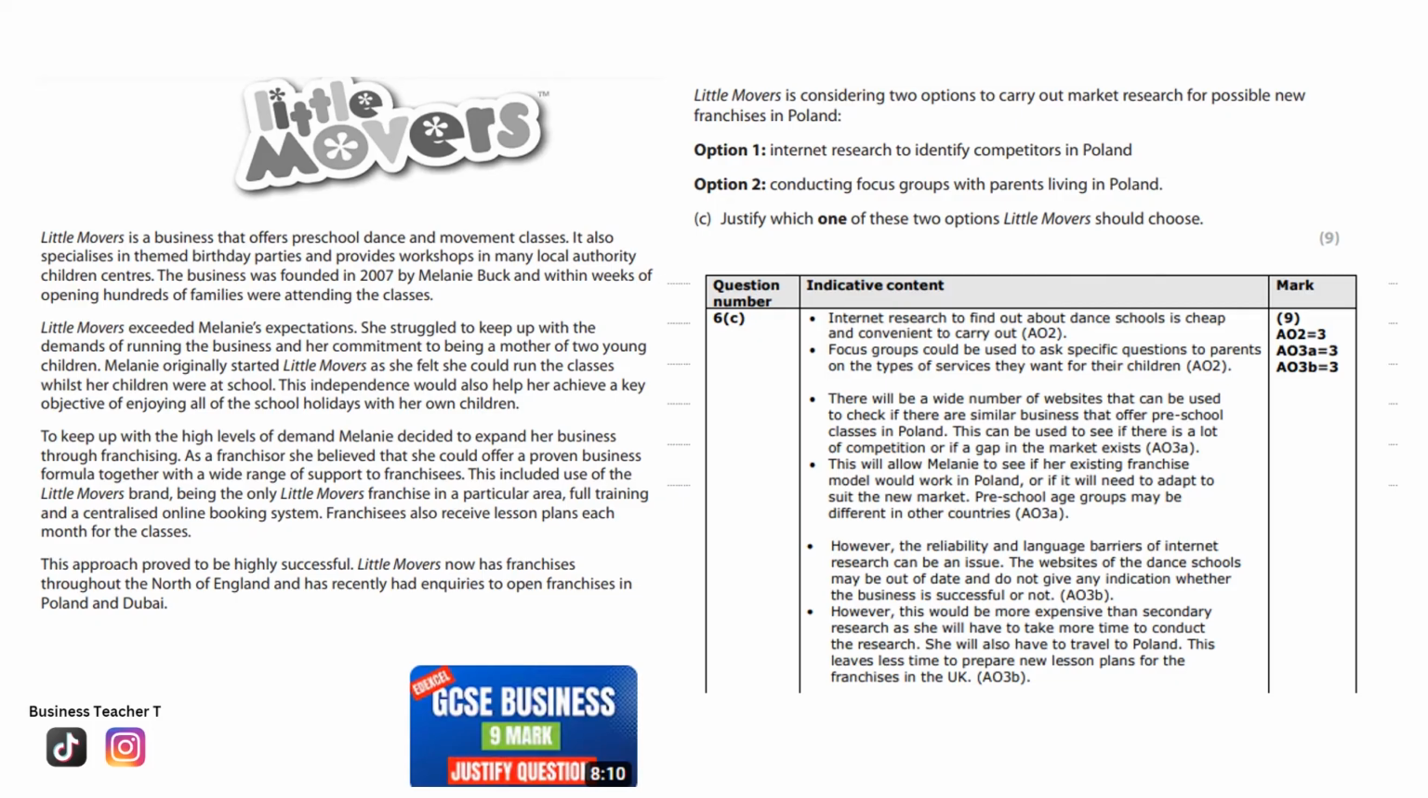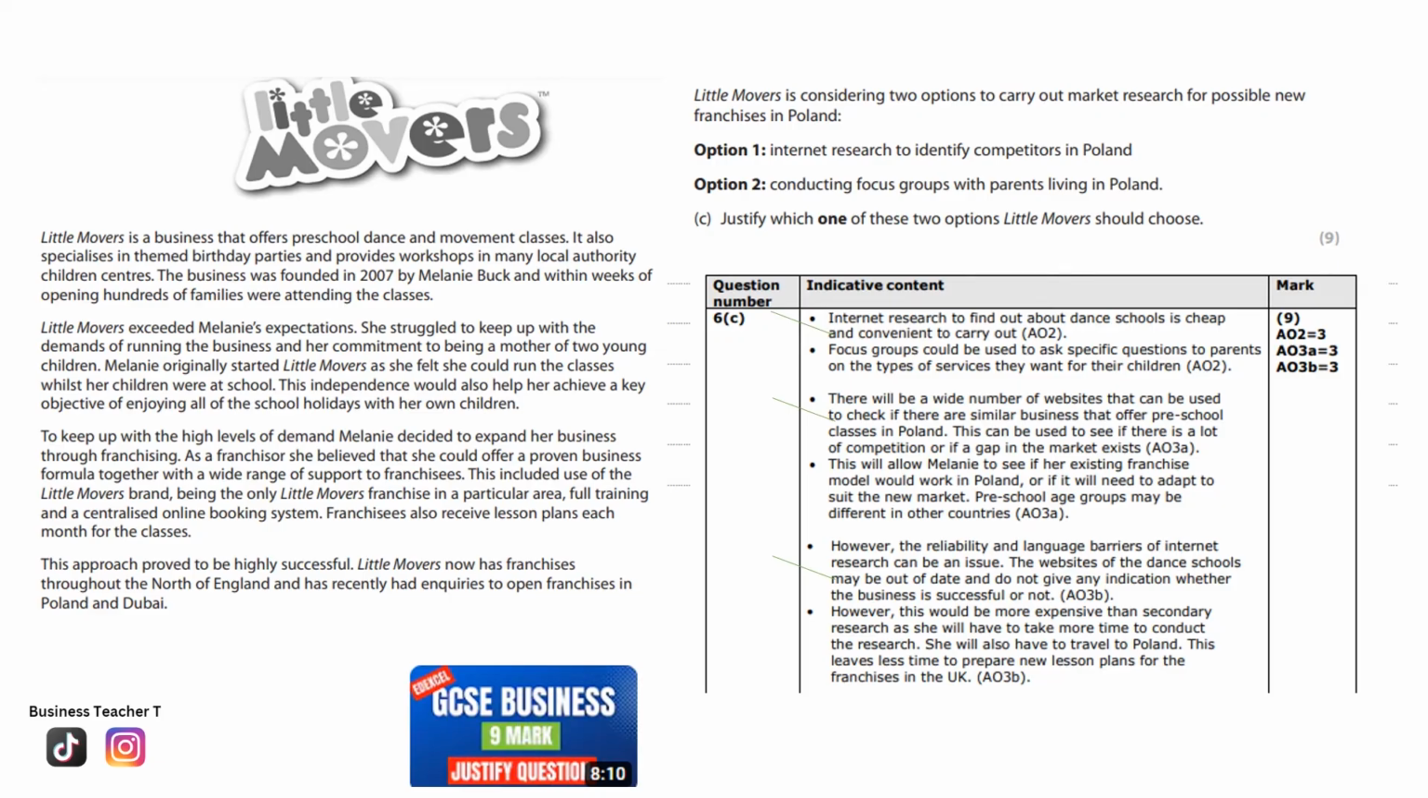Internet research to find out about dance schools is cheap and convenient to carry out. There will be a wide number of websites that can be used to check if there are similar businesses that offer preschool classes in Poland. This can be used to see if there is a lot of competition or if a gap in the market exists. However, the reliability and language barriers of internet research can be an issue. The websites of the dance schools may be out of date and do not give any indication whether the business is successful or not.